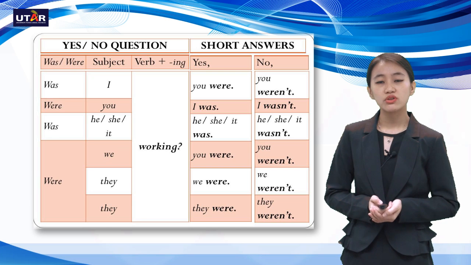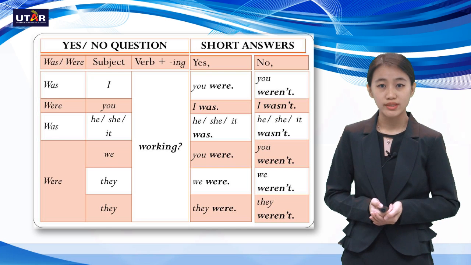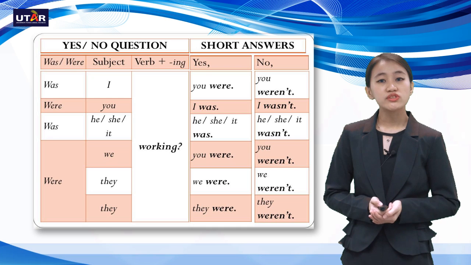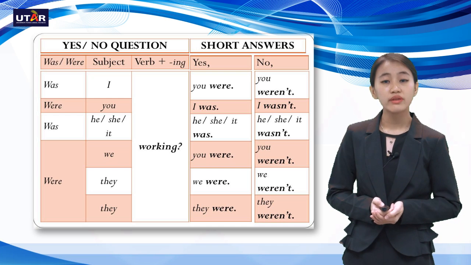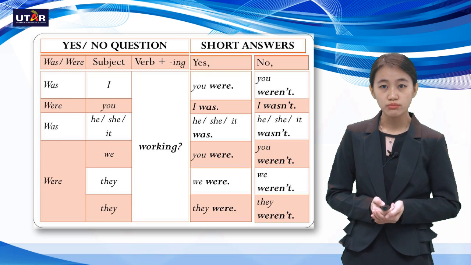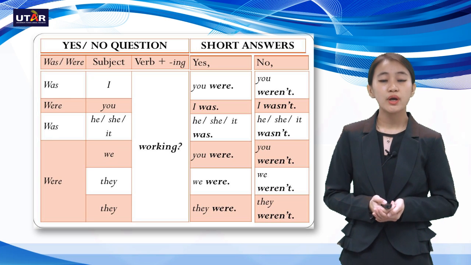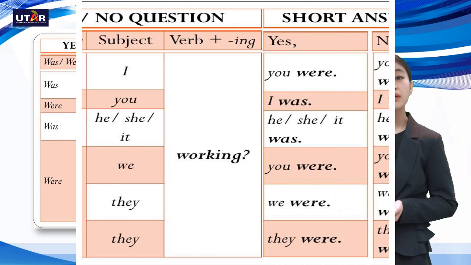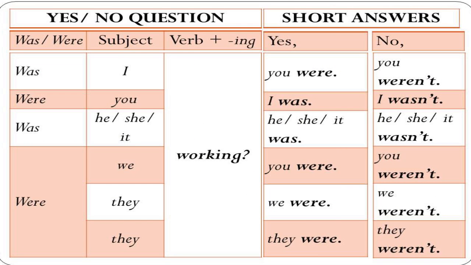Now, if you want to construct a yes or no question, you start with was or were, followed by the subject, and then your main verb, which is verb with ing. So similar as a question form, you have your auxiliary verb, your subject, followed by main verb. Now, example here, was I working?